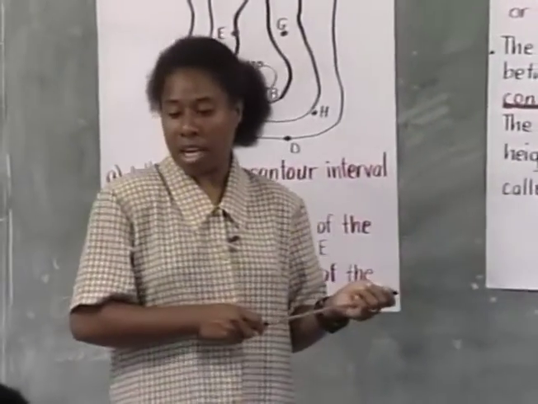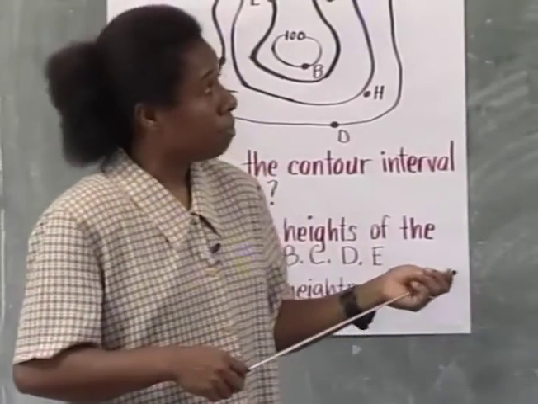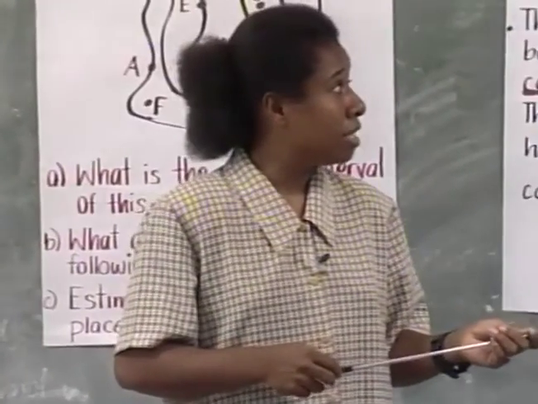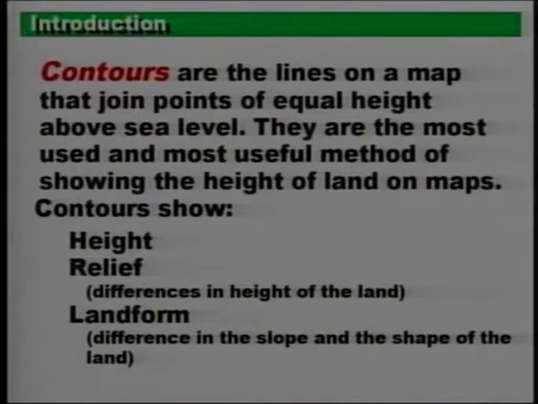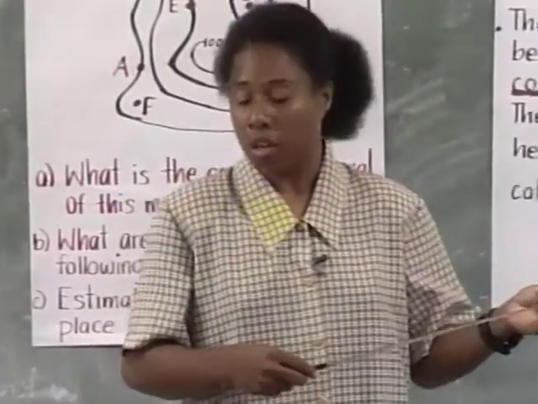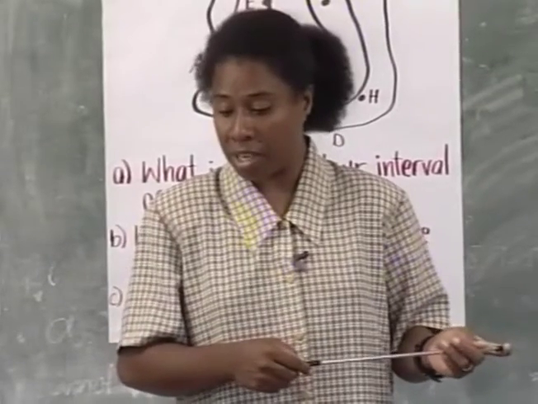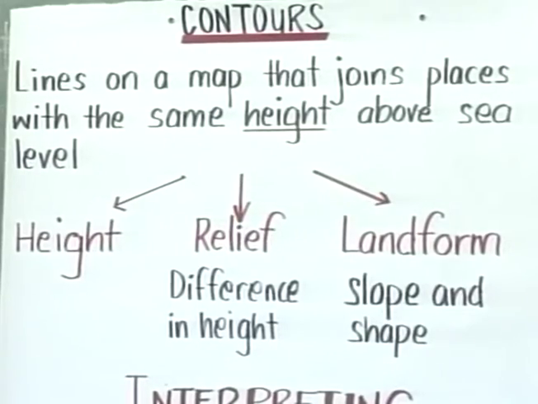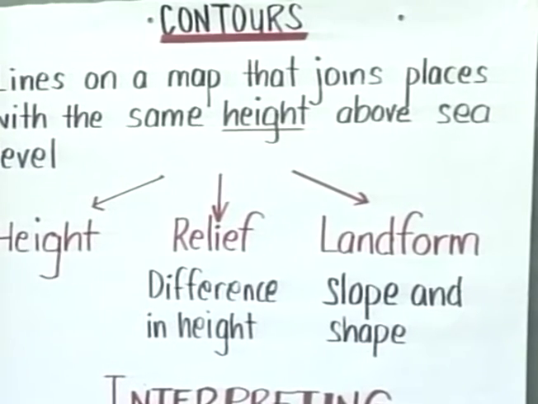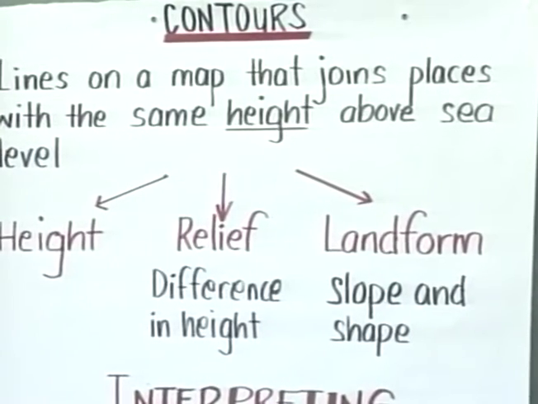So when we look at the definition again, contours are simply lines on a map that join places with the same height above sea level. Contours are the most useful method of showing the height of the land on maps. Besides the height of the land, contours can also show us what we call the relief, which is basically the difference in height of the land. Contours can also show us landforms, which is simply the difference in the slope and the shape of the land.